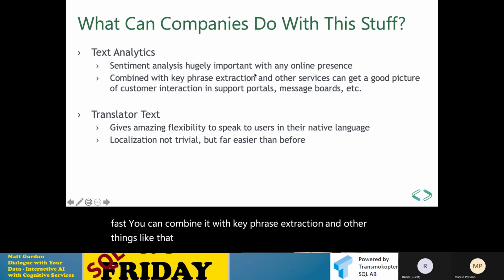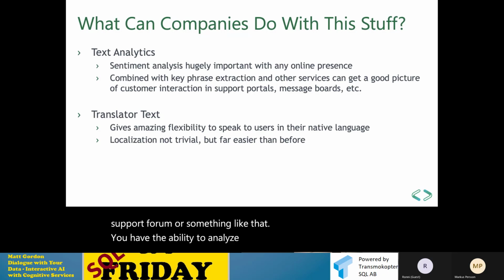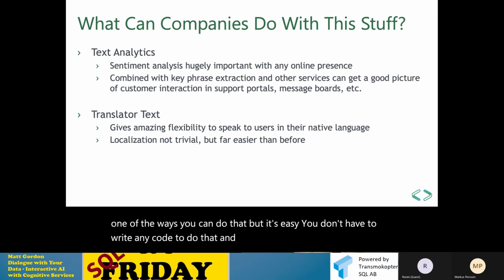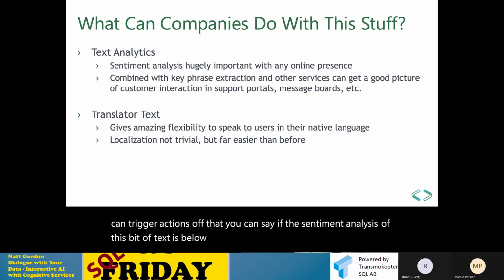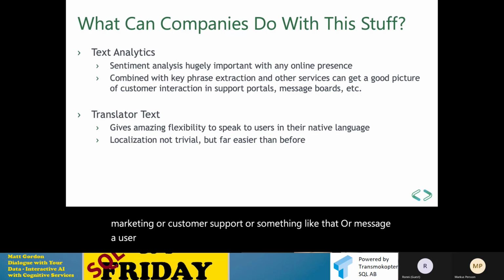So let's say you've released a new product, a new version of software, whatever. If you have a knowledge base or a support forum or something like that, you have the ability to analyze that text quickly. Logic Apps is just one of the ways you can do that, but it's easy. You don't have to write any code to do that. And then, like we saw, you can trigger actions off that. You can say, if the sentiment analysis of this bit of text is below a certain score, then send an email to marketing or customer support, or message a user a gift card if they're particularly upset. You can automate all of that based on what we just saw.